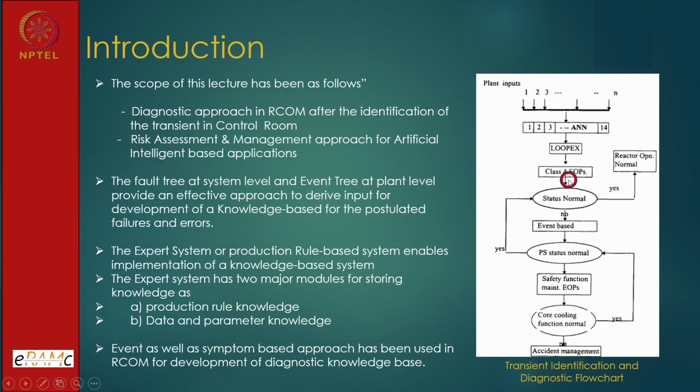Okay. So, class 4 emergency operating procedure is there, and then status normal, you go back to this thing, but if status is not normal, event based procedures are fired, and then process system normal, then we have one way you go up. And then finally safety functions, main EOPs come into picture, core cooling function, and then accident management, and if it is yes, then you go further up, and then you have track to the normal operation.